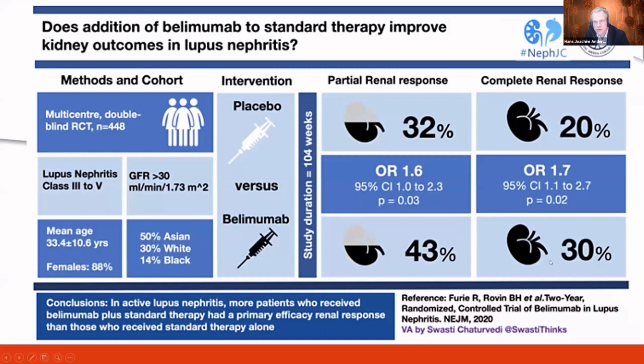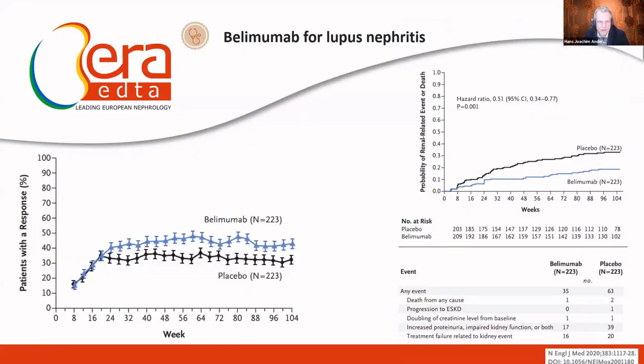The complete renal remission was very tough in terms of proteinuria. Only 500 milligrams per day were allowed. In the partial remission, 700 milligrams per day. So pretty tough, especially for those patients starting with high proteinuria levels.